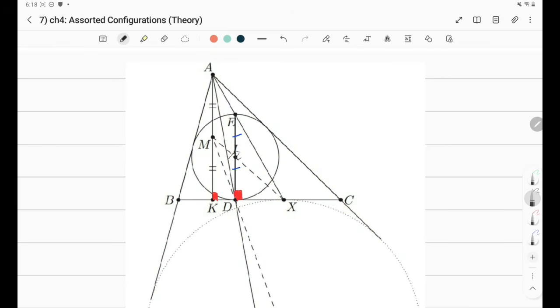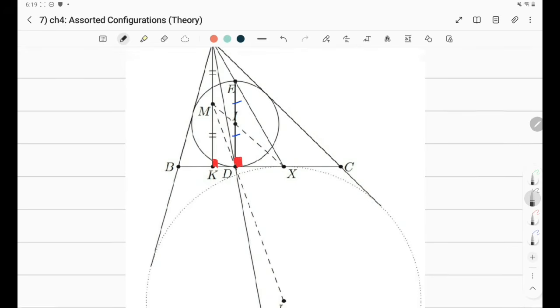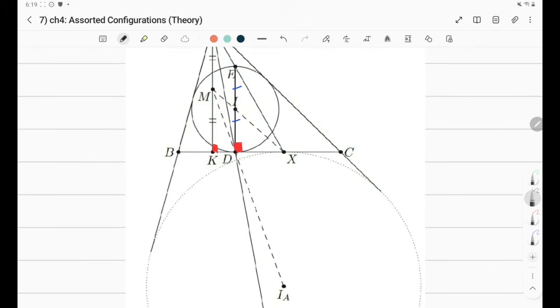In fact, you can just consider one homothety centered at X that maps D to K. It will also map E to A, and it will map this segment into this segment, and hence the midpoint I will go to the midpoint M. So yeah, that's it. And now to show the other one, I, A, and D, and M, we can literally do the same thing.